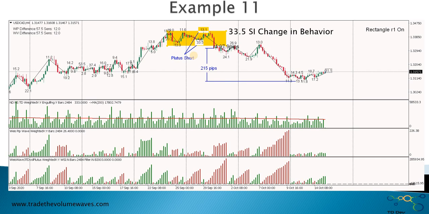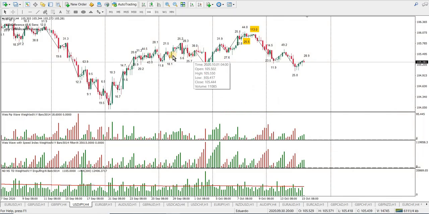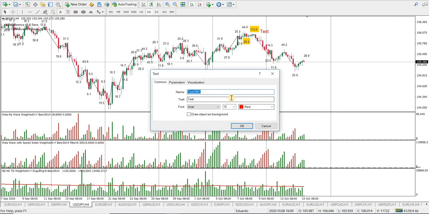Let's go to some live examples on the MT4 platform. There we go. Here, this is USD JPY. We're going up. Then we see that 113. That's a change in behavior. Let me write this down. This is a change.